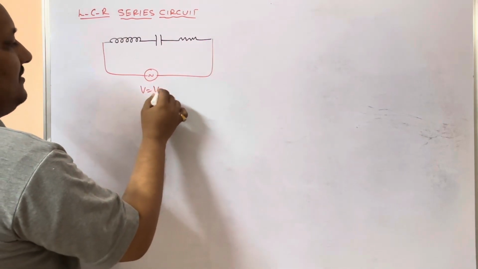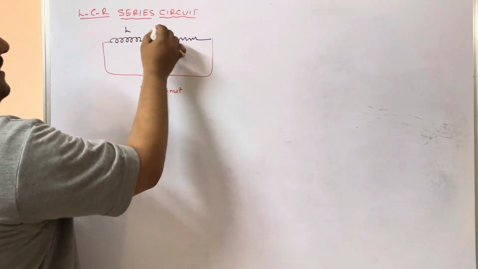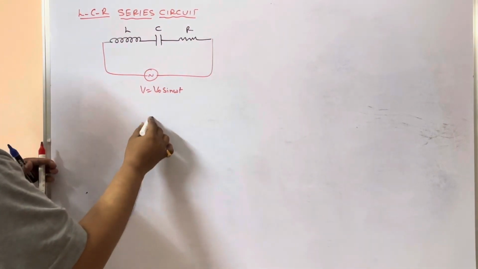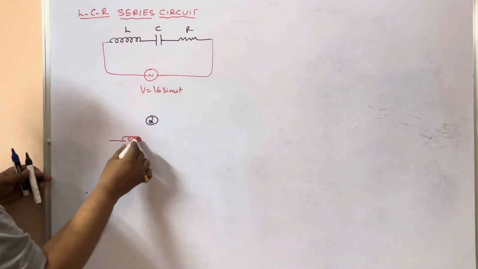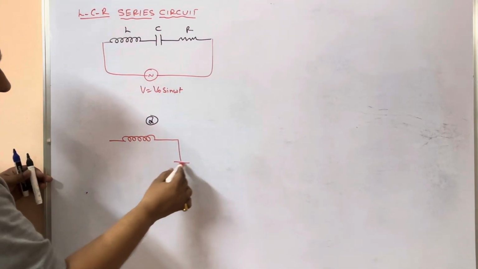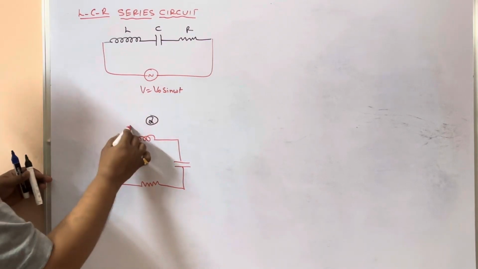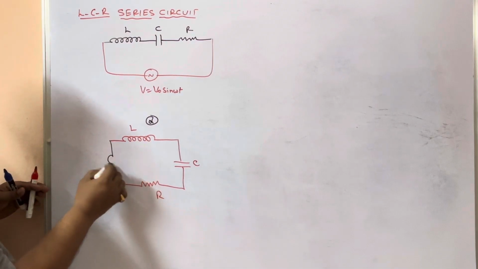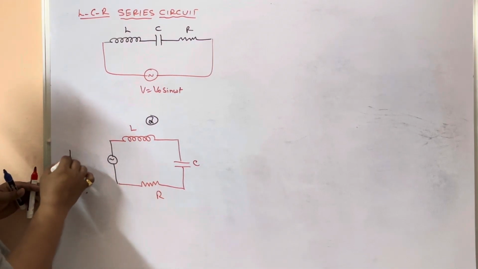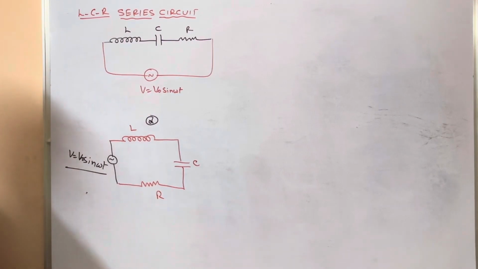So, V is equal to V naught sin omega t. LCR. Otherwise, they may connect like this also. Both are going to be the same. How are these three connected? So V is equal to V naught sin omega t. These three are connected in series.